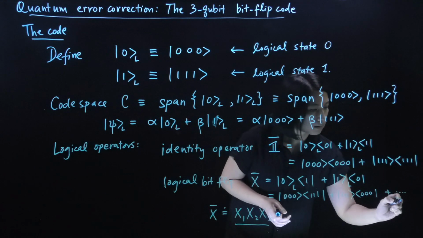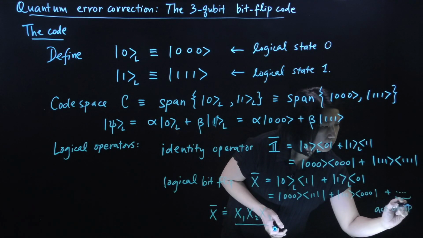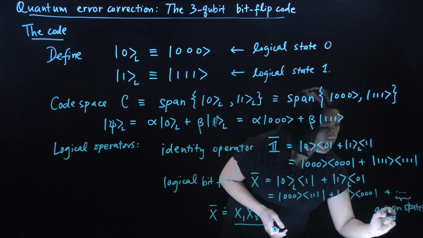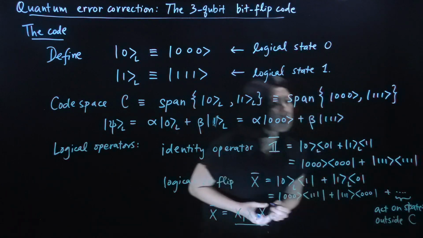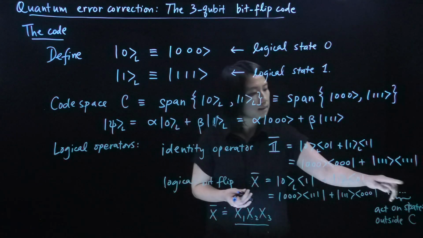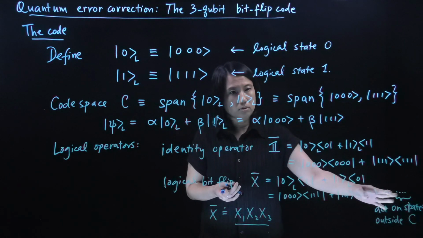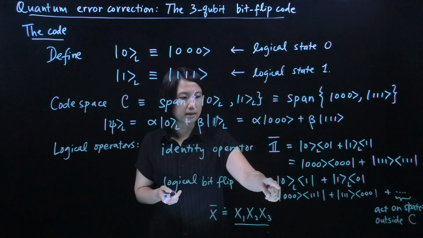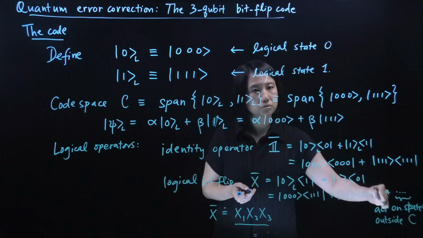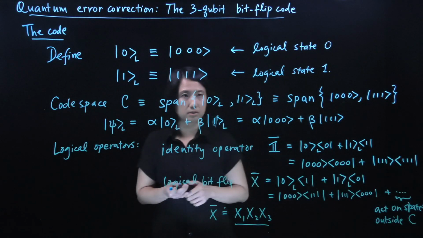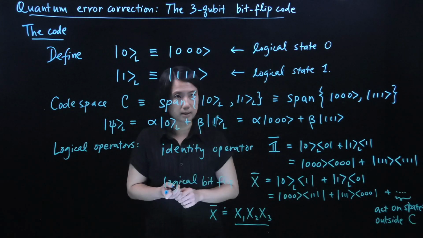What do these additional things do? They act on states outside of C. Okay. And here, because you're talking about states outside of your C, they have no role to play in terms of the action on my logical states. Okay, so I have essentially the freedom to choose what these additional terms are going to be. One particular choice will give you this x1, x2, x3 operator.